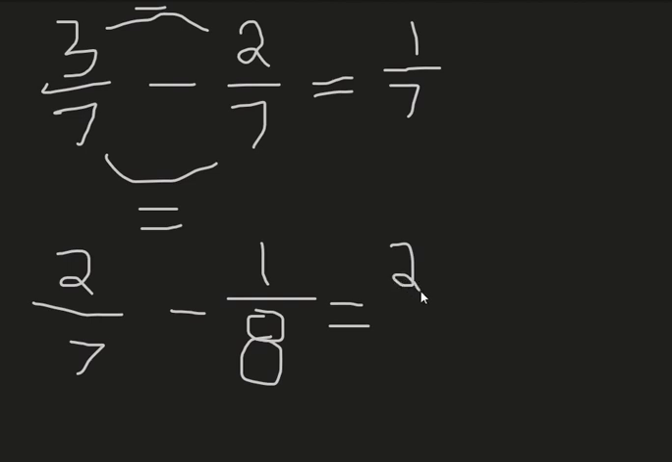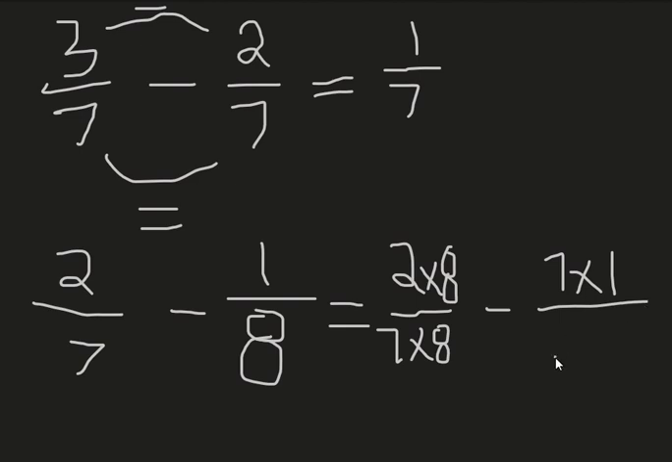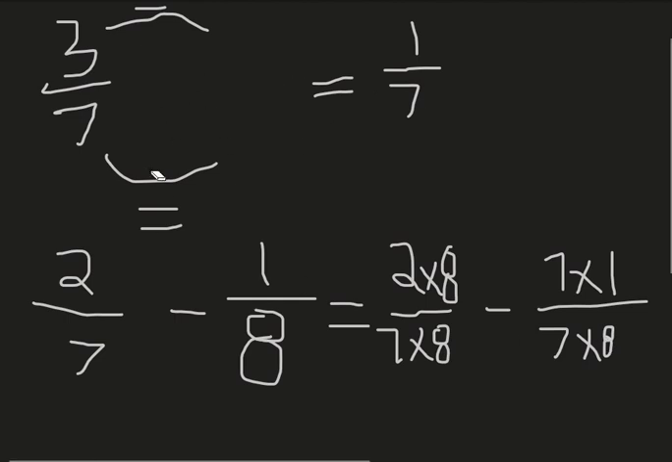2 times 8 over 7 times 8. And then the other one, minus 7 times 1, which will be 7, and 7 times 8. And then we just simplify it. So let me just create some space.